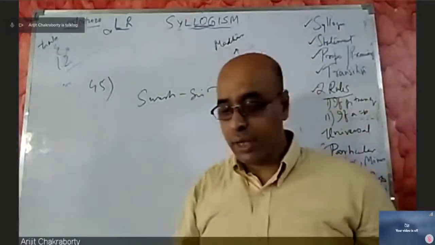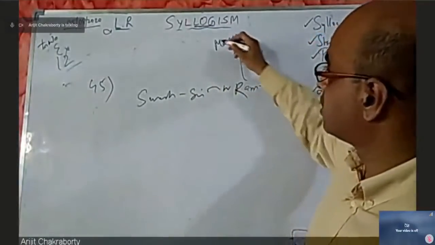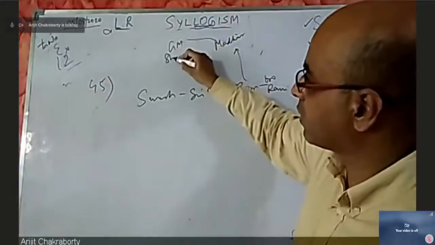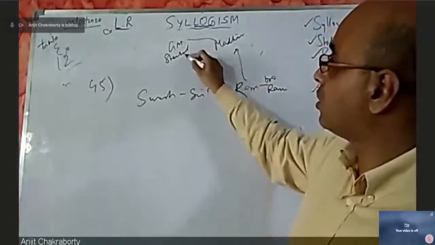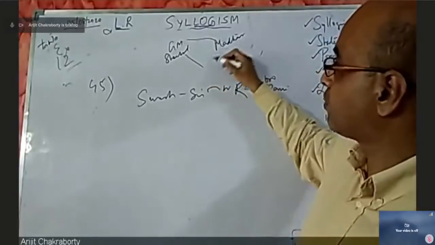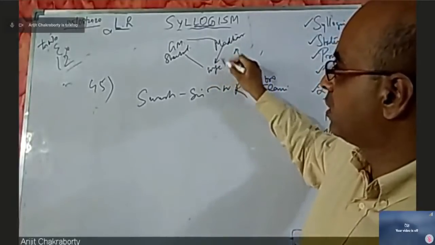Okay, Shital is Ram's grandmother. Rima is Shital's daughter-in-law, that means Madhur's wife, Rima.